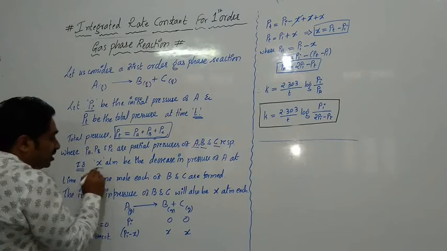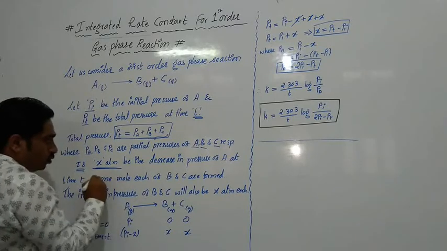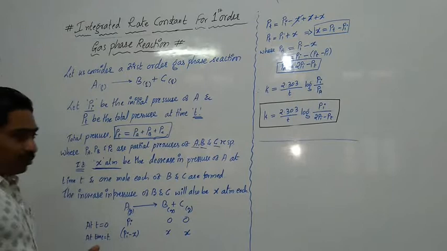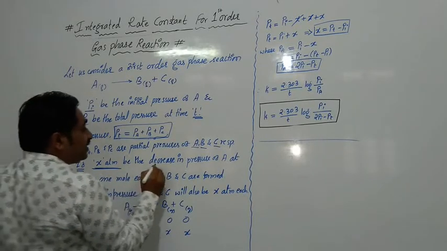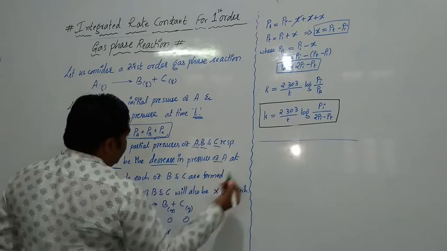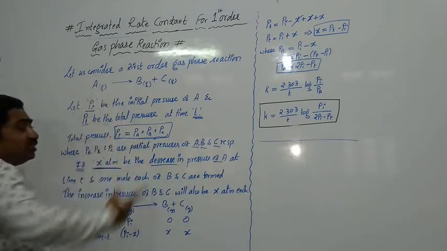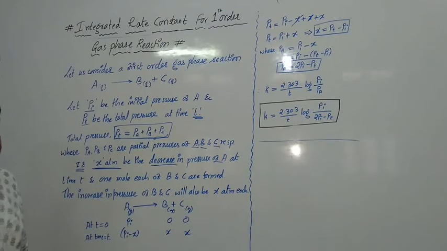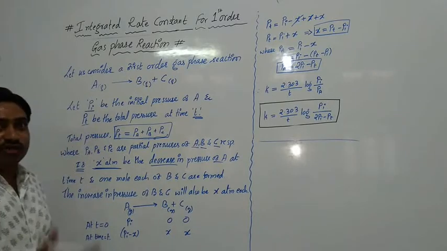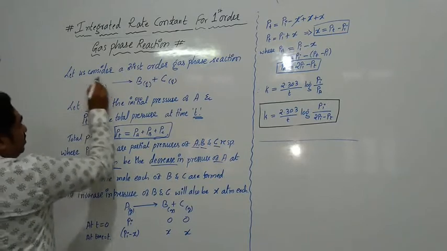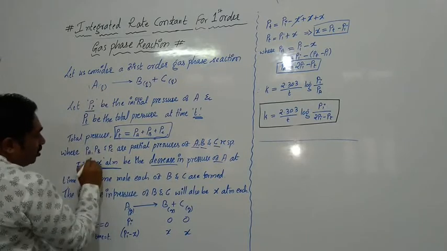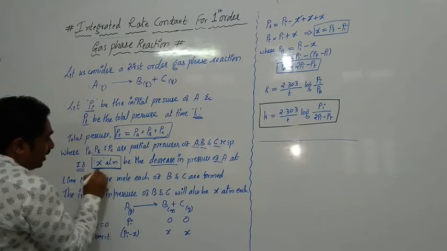Let x atm, here x amount, x atm means x atmospheres, it is a unit of pressure, be the decrease in the pressure of A. Here A is our reactant. During the chemical reaction, what happens? The concentration of reactant or pressure of reactant goes on decreasing. Here the pressure of A decreases. The decrease of A will be x atm.